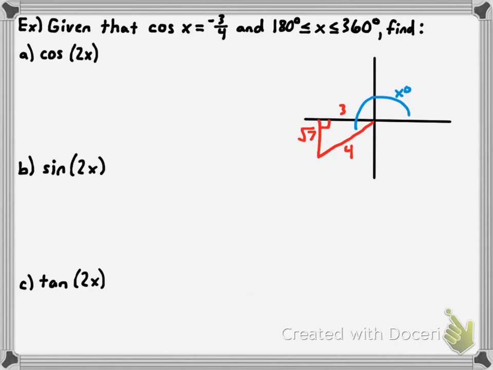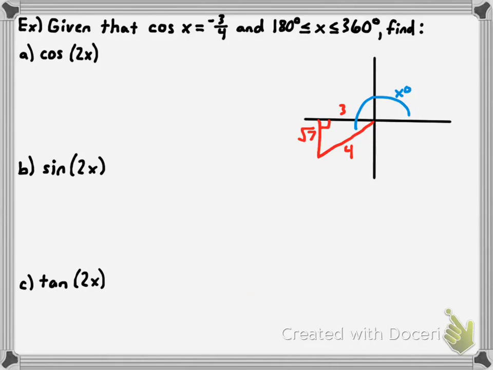And the reason why I wanted to know that is knowing the cosine of the angle and which quadrant it's in, now I can also say exactly what the sine of that angle is and what the tangent of that angle is. I'm going to write down the sine, and that'll be very helpful for us finding cosine of 2x, sine of 2x, and the tangent of 2x.